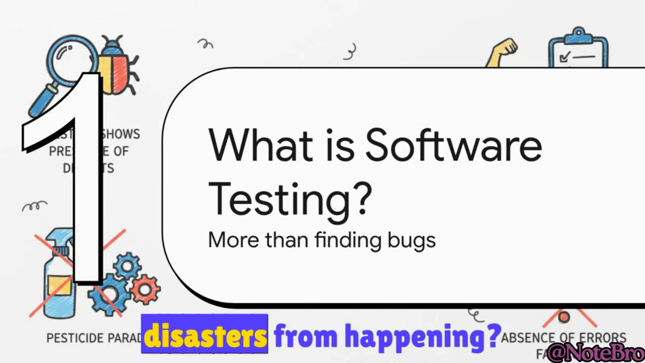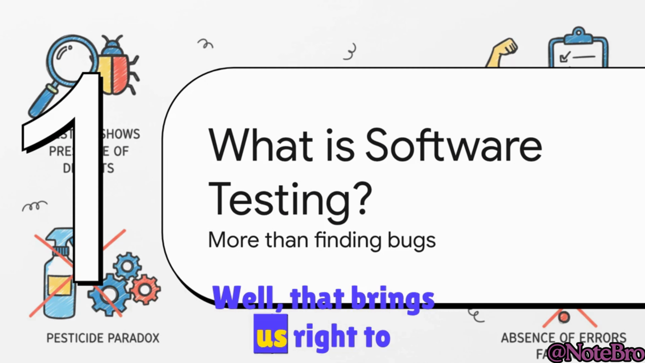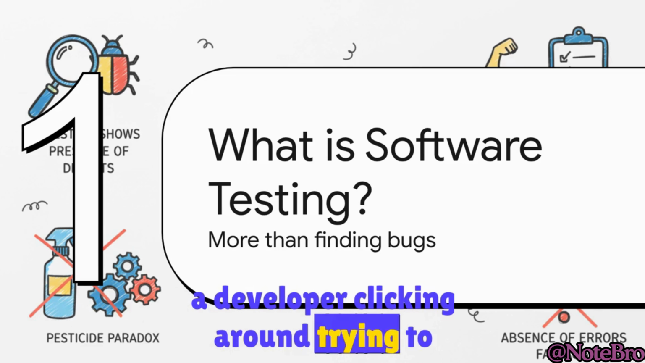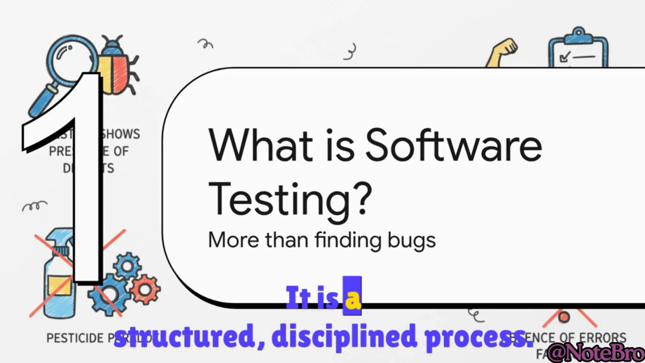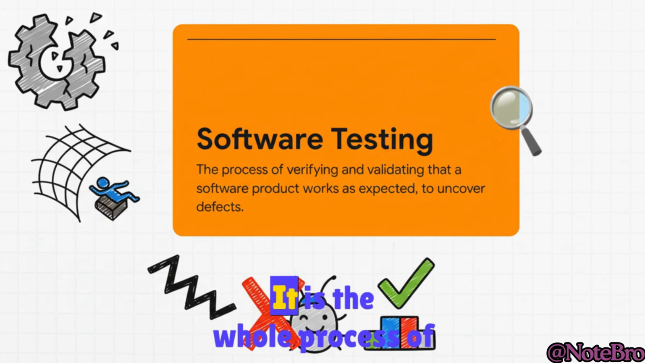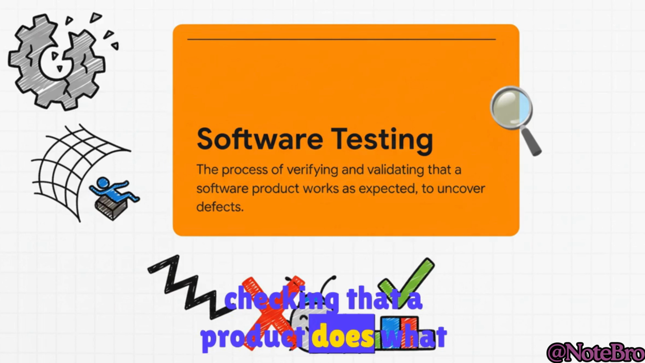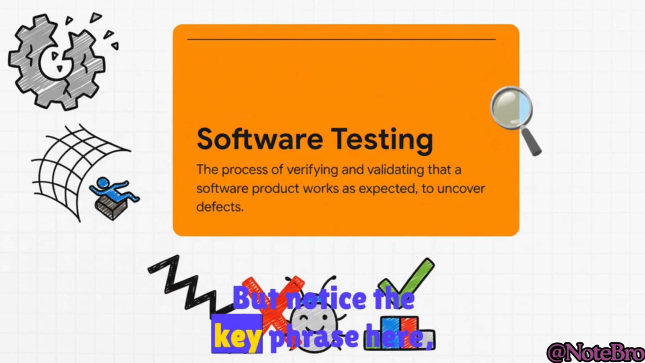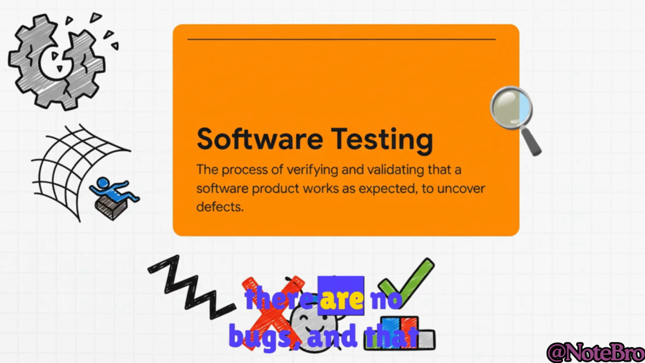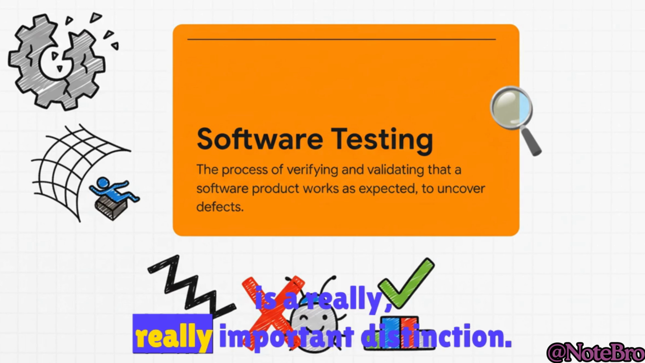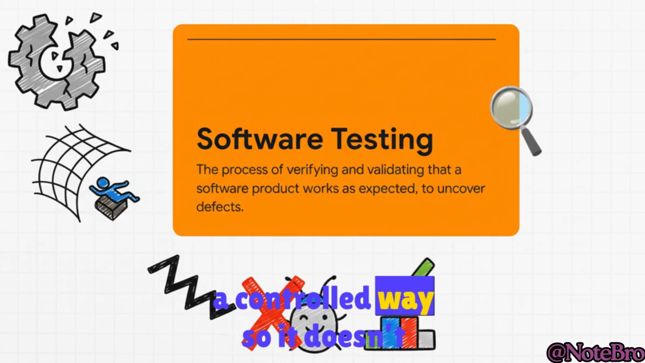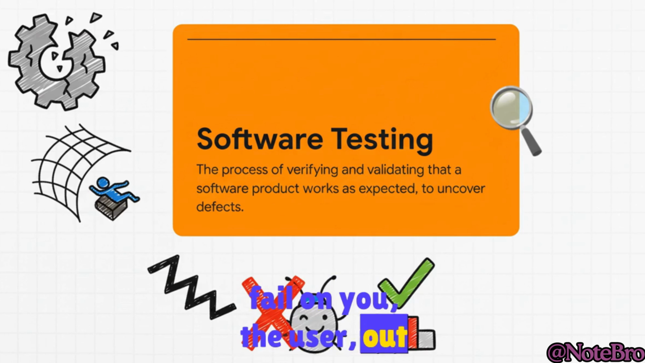So how do we stop these disasters from happening? Well, that brings us right to software testing. And let me tell you, it is so much more than just a developer clicking around trying to find glitches. It's a structured, disciplined process. At its heart, this is the definition we're working with. It's the whole process of checking that a product does what it's supposed to do. But notice the key phrase here, aiming to uncover defects. The goal isn't to prove that there are no bugs, and that's a really, really important distinction. The main job is to try and make the software fail in a controlled way so it doesn't fail on you, the user, out in the wild.